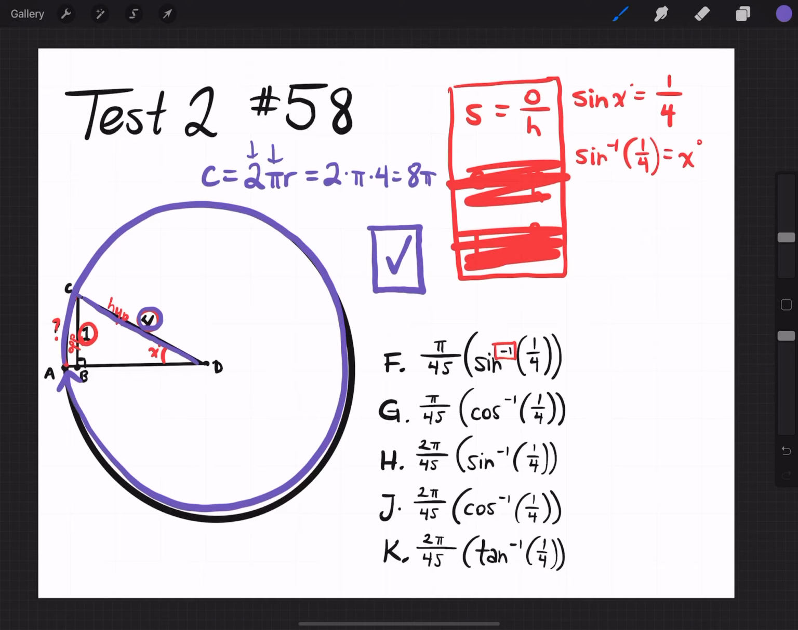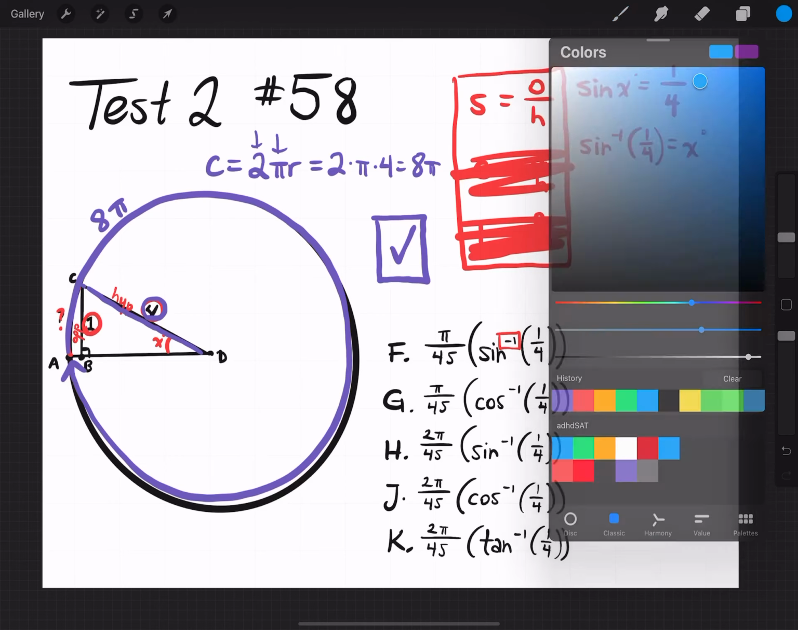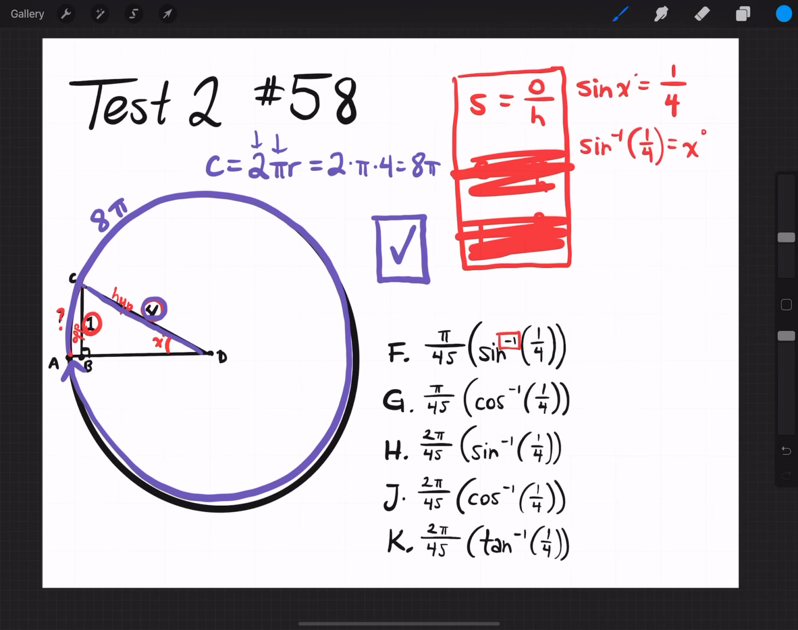I was doing something. Okay, sorry. So I'm recognizing that the whole thing around here is 8 pi. Okay, and now I'm remembering that, hey, hold up. They want me to, in the first place, find this space right here. Okay, well, so now I can have a ratio, right?